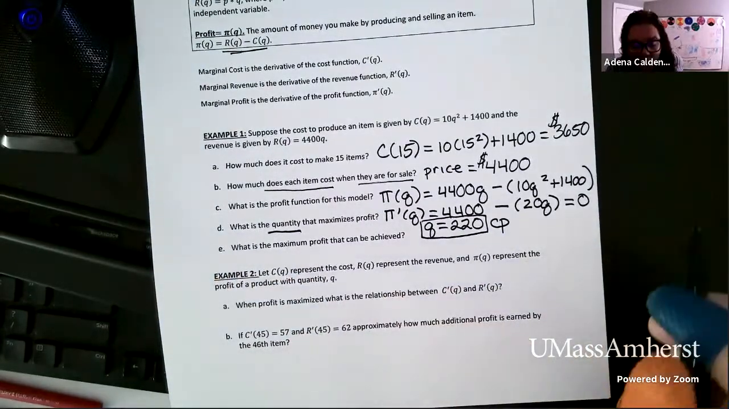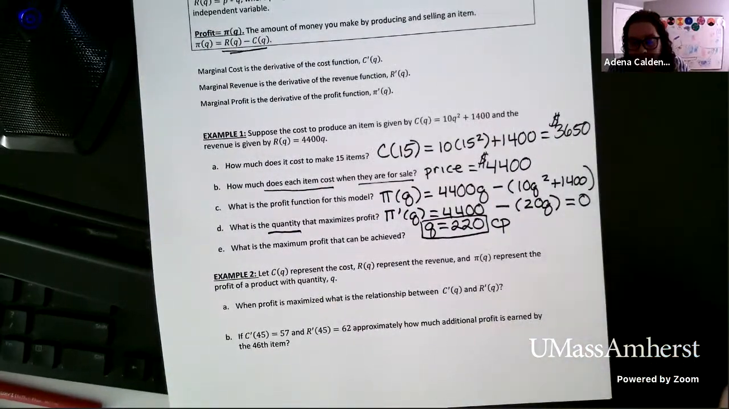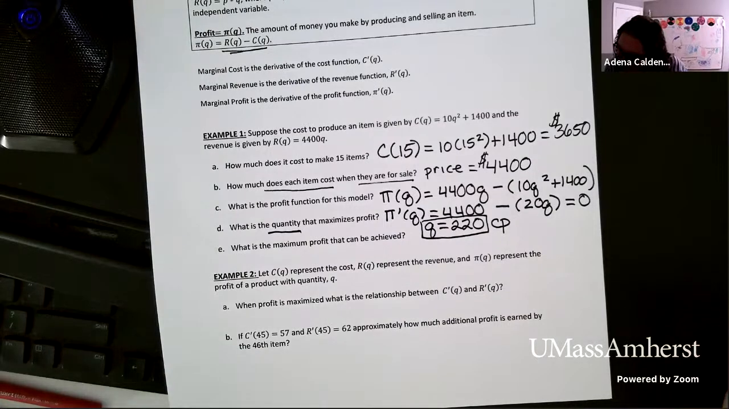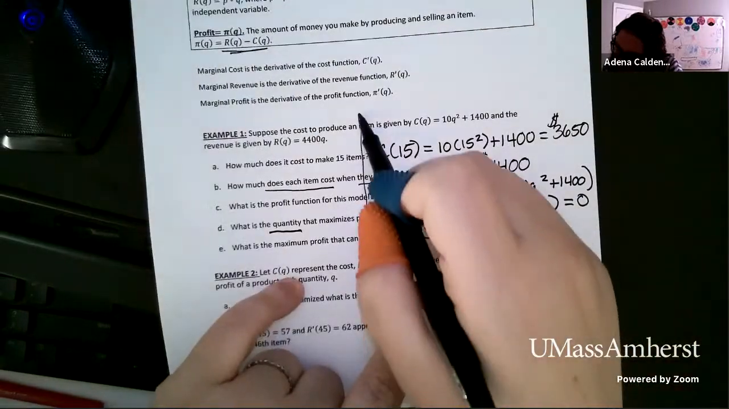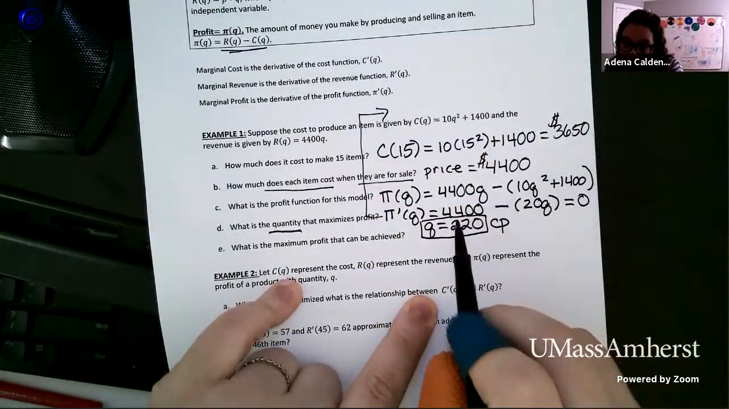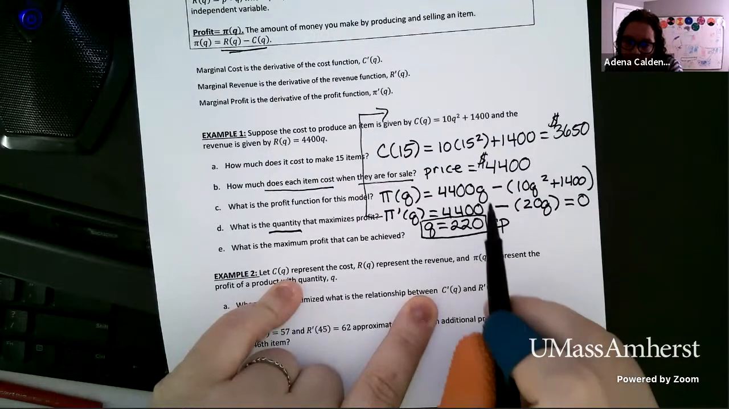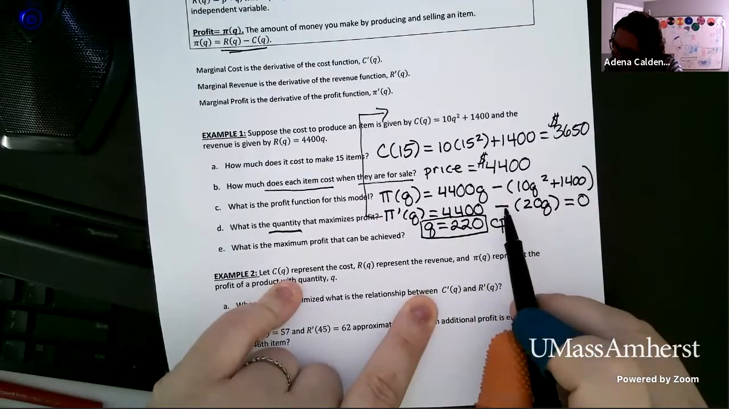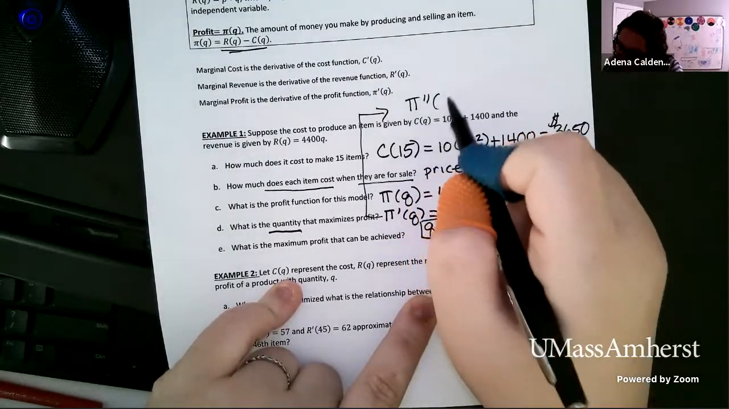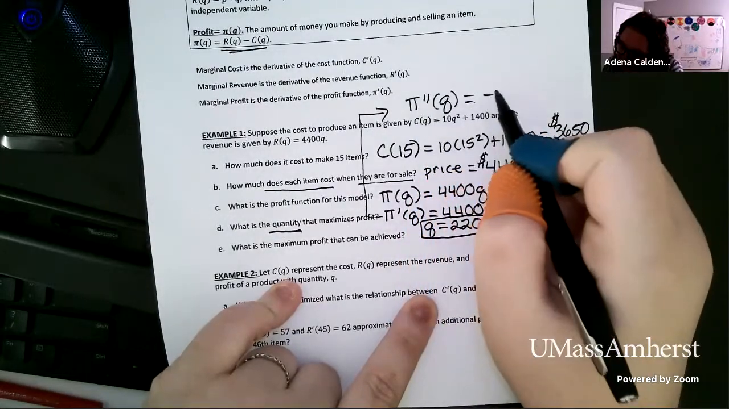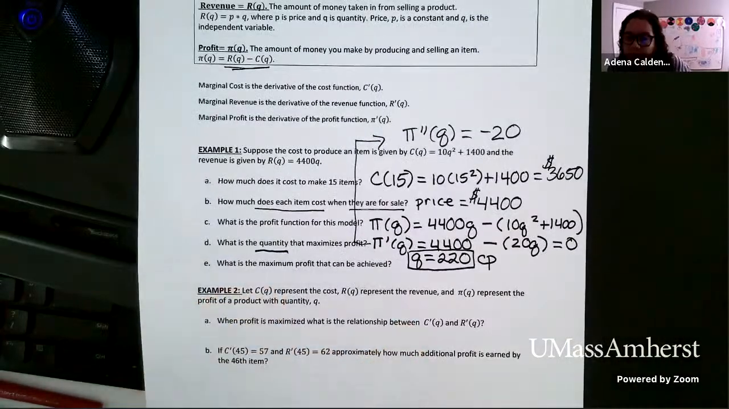I want to make sure that this is actually a maximum, right? I don't want to accidentally minimize my profit. That would be really bad. So I'm going to use the second derivative test to make sure that this is a maximum. So the second derivative for my function, the derivative of 4,400 is 0, and the derivative of minus 20Q is minus 20. So here, the second derivative is negative 20.